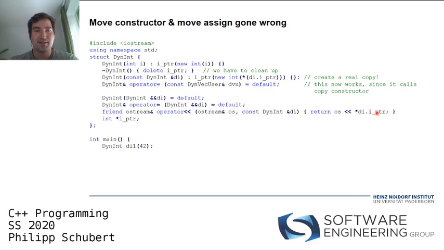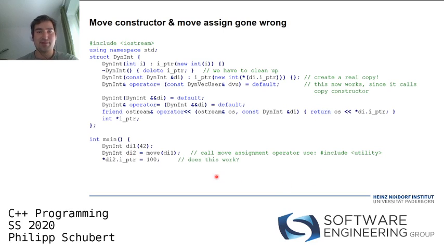So similar story here. We create a variable of type dynamic int by the name of di1, and we initialize this to 42, which under the hood allocates an integer on the heap, initializes it with 42, and stores the address of that allocated heap memory in the member variable iptr. So far so good. We now call the move constructor, by using std::move here. So we move from that di1 and we construct di2.